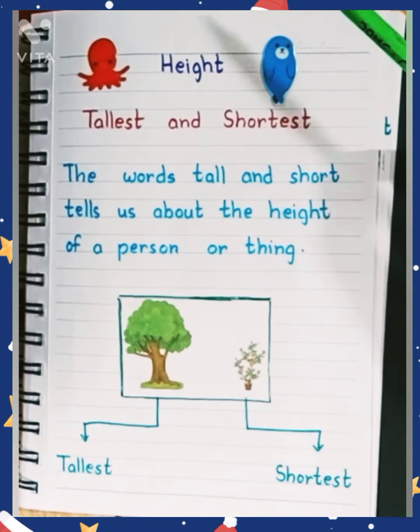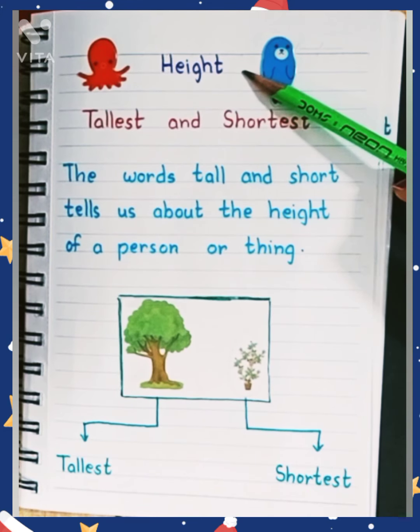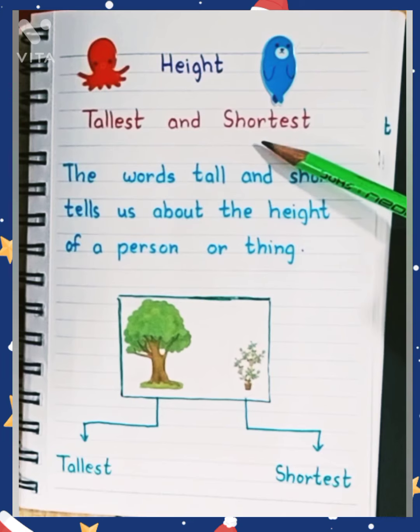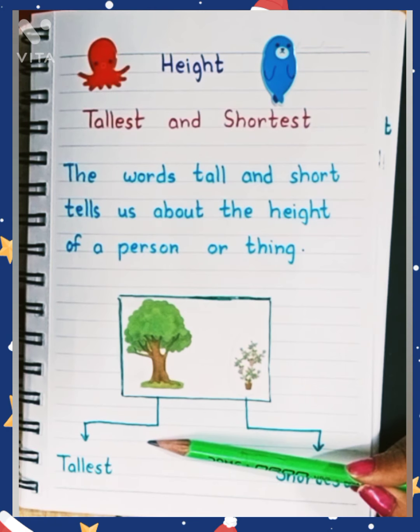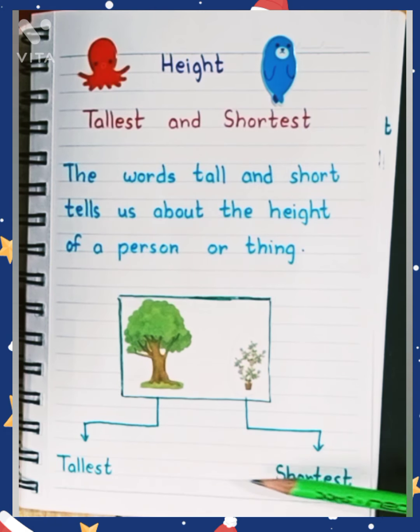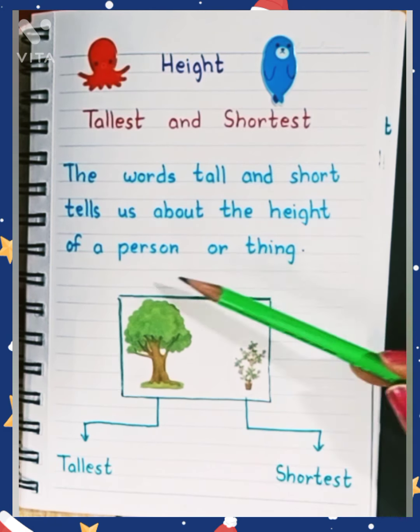Now let us learn about the height. The height can be tallest and shortest. Look at this picture. This plant is the shortest and this tree is the tallest. The words tall and short tell us about the height of a person or a thing.